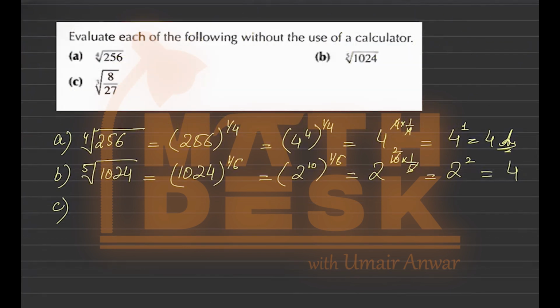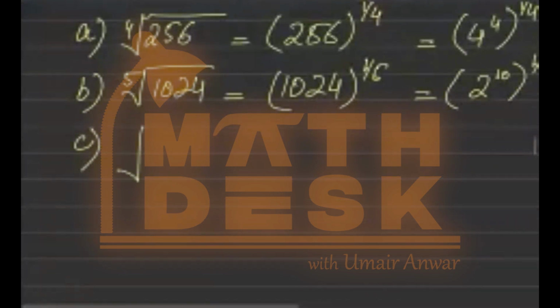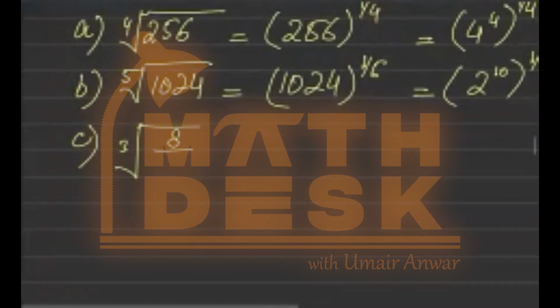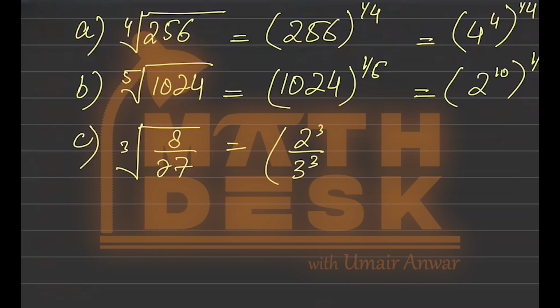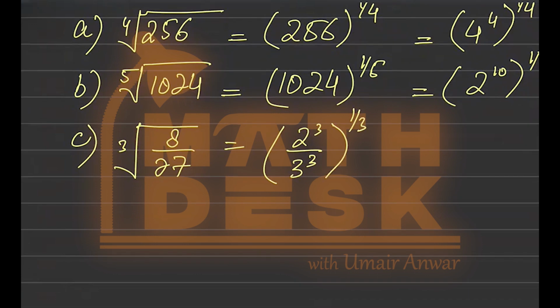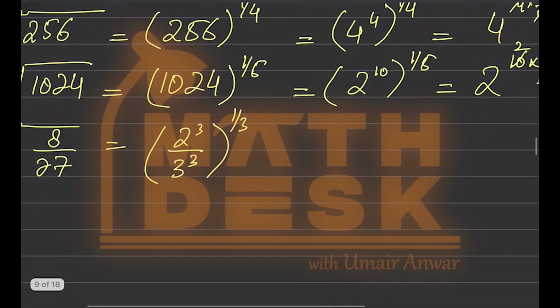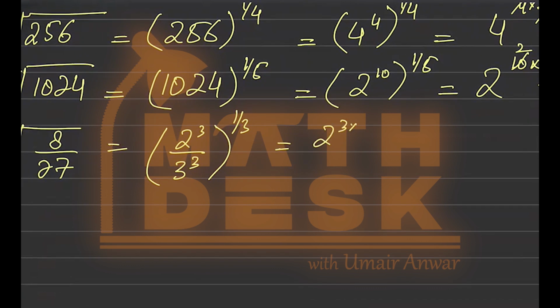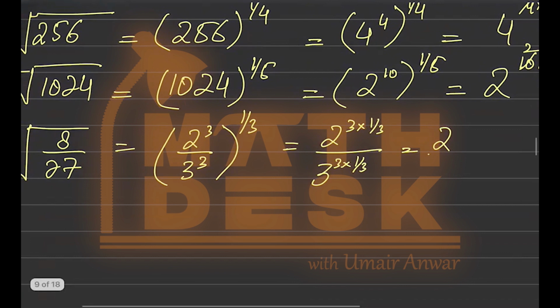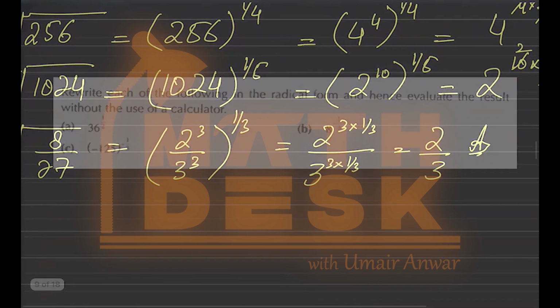So moving on to part C, it is the cube root of 8 upon 27. So 8 would become 2 cube and 27 would be 3 cube, and this whole has a power of 1 upon 3. So now 1 upon 3 would be applied on the numerator and on the denominator both. So we will be having 2 upon 3 as the final answer for this part.